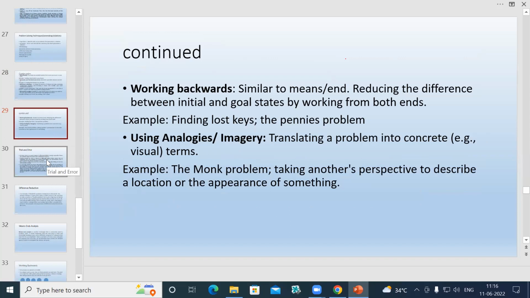Now there is a technique which I have explained again. Working backwards means similar to means-end: you reduce the difference between the initial state, the current state, and the goal where you want to go. Working from both ends, from the initial end and also the goal end. For example, finding lost keys, the pennies problem. I will give the example in detail in the next slides.